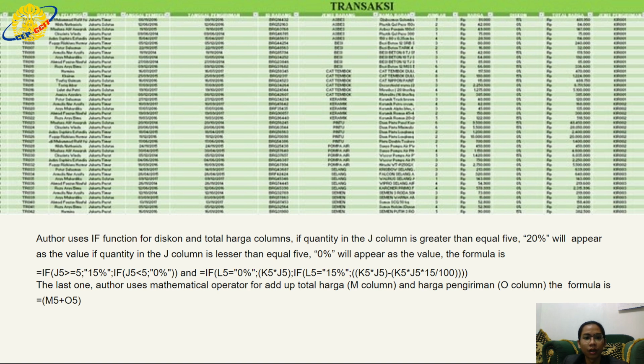the member sheet. The author uses the IF function for the discount and total harga columns: if the quantity in the G column is greater than or equal to 5, 20% will appear as the value; if the quantity in the G column is lesser than 5, 0% will appear as the value. The last one, the author uses a mathematical operator to add up total harga in the M column and harga pengiriman in the O column. The formula is M5 plus O5.